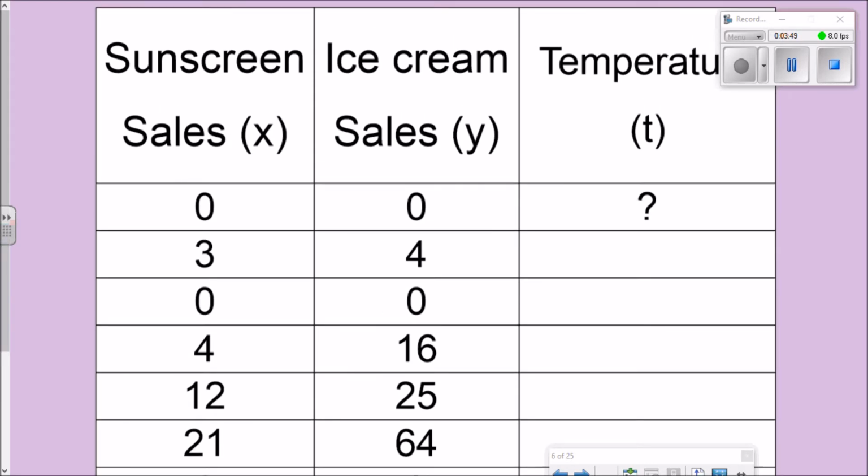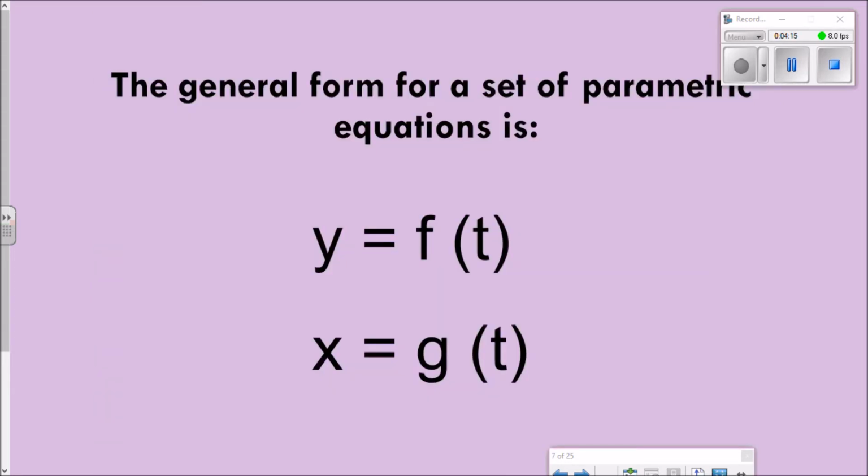So that's the idea. Sunscreen and ice cream are related to each other, but not for some profound reason, just these two. If you include the other variable, if you include temperature, aha, now we see why these two are related to each other, because they're both related to temperature. It's very similar to that. So what you have is you always have two equations.